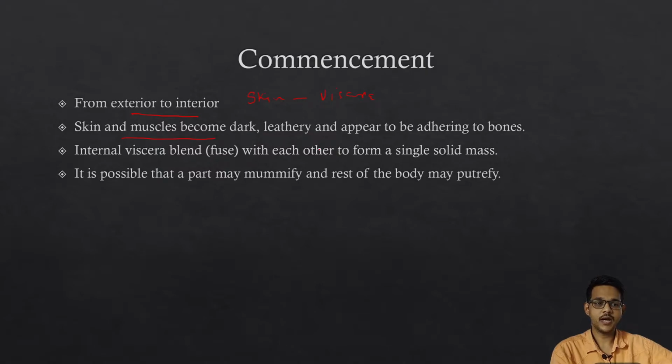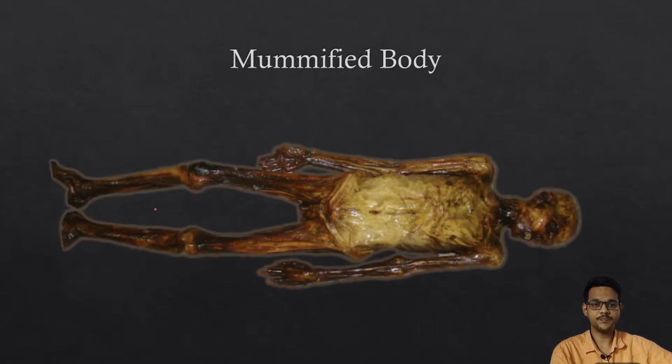Skin and muscles become dark, leathery, and appear to be adhering to the bones. Internal viscera blend or fuse with each other to form a single solid mass. It is possible that a part may mummify and the rest of the body may putrefy. So half of the body may mummify, half may putrefy. Sometimes this happens when half of the body is exposed to the external atmosphere, and half is submerged in water or soil. That may lead to partial putrefaction or partial mummification.